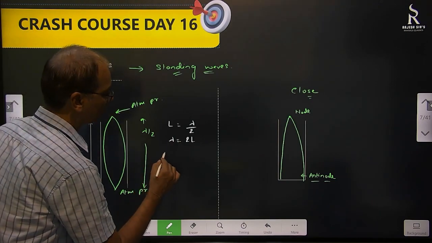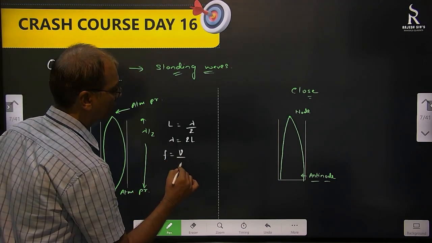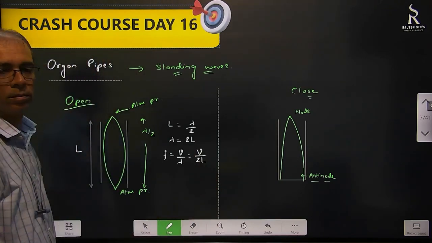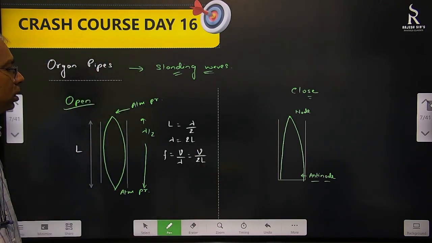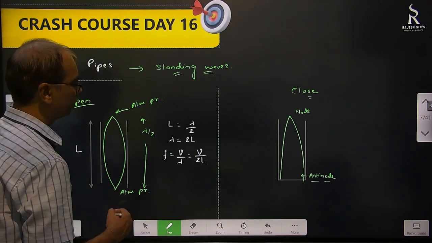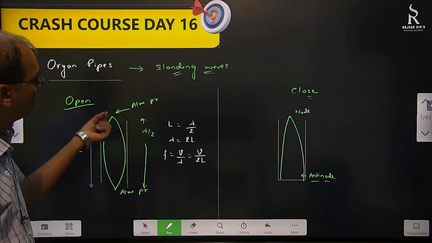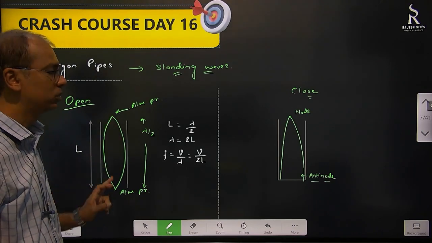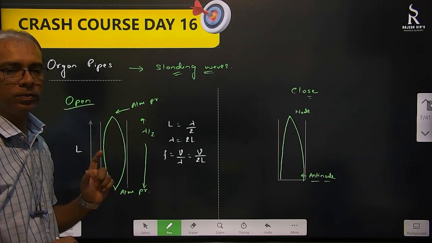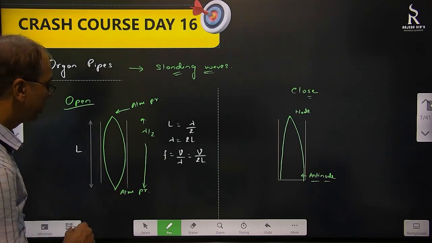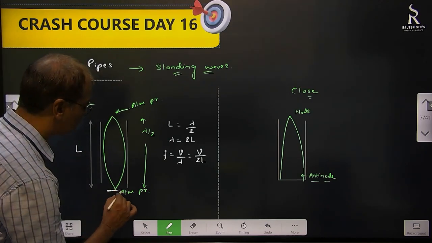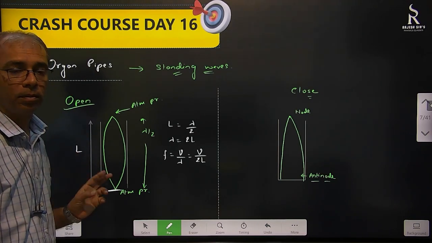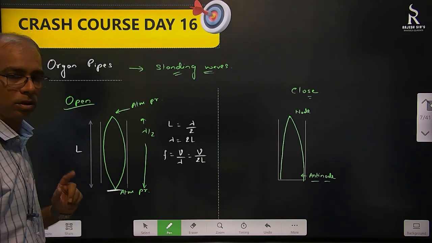So frequency is V by lambda, that means V by 2L. So this is called the fundamental frequency. Why? Because you cannot have less than this loop. At least one loop is possible because here is a node, here is also a node. And a node is a point from where the pressure wave is reflecting. Pressure wave gets reflected from atmospheric pressure. Remember that.